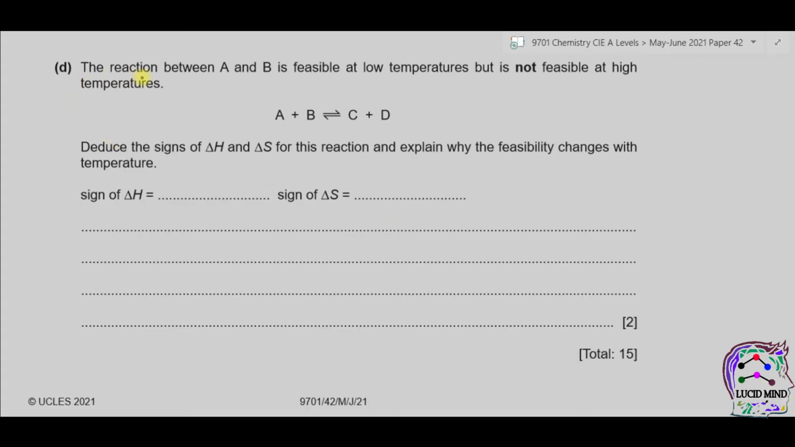Part D, the reaction between A and B is feasible at low temperatures but is not feasible at high temperatures. Deduce the signs of delta H and delta S for this reaction and explain why the feasibility changes with temperature. We have to find out the enthalpy change and we have to find out the entropy change for this reaction. Let's first find out the enthalpy change. Now it says the reaction is feasible at low temperature but not at high temperature.